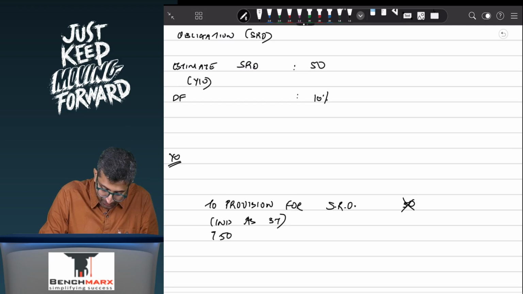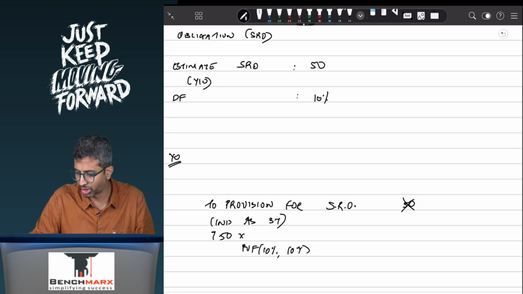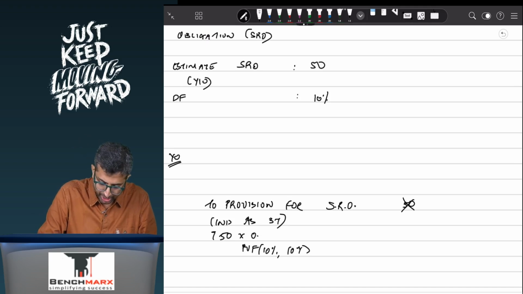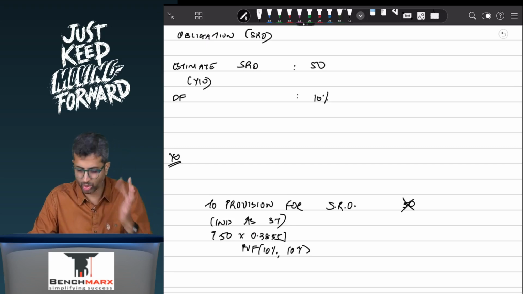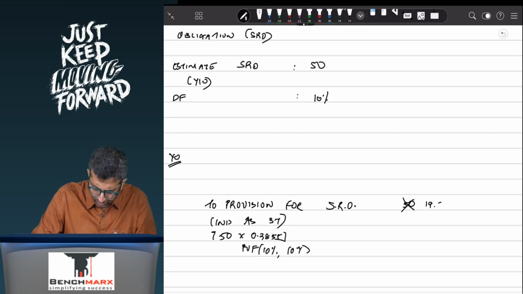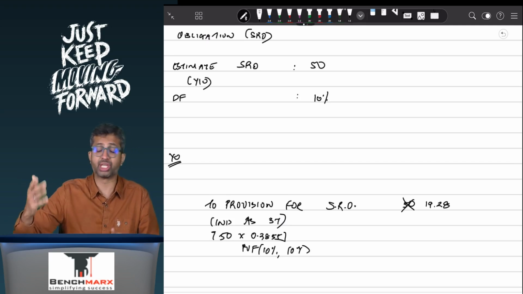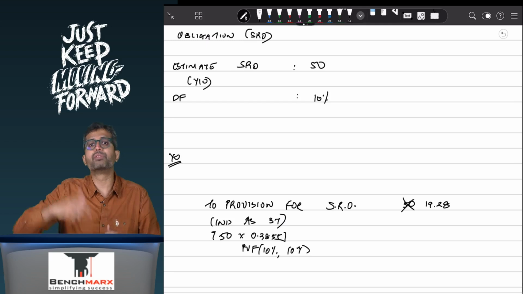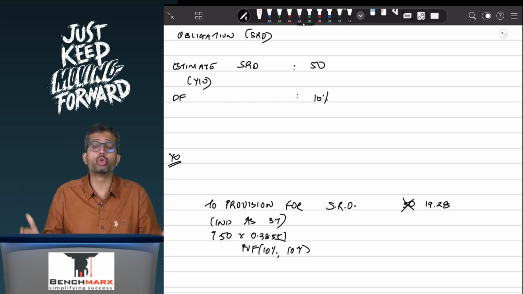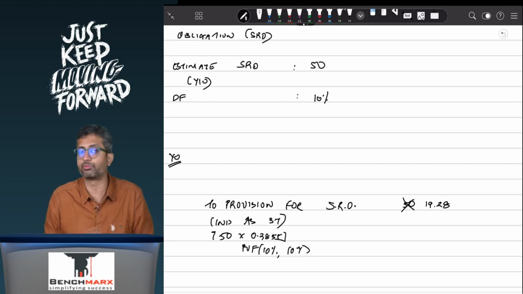Okay. So I'll take 50 into the present value factor at the rate of 10% for 10 years. So I will say 1 divided by 1.1, 1, 2, 3, 4, 5, 6, 7, 8, 9, 10. This is 0.3855 and 50 into 0.3855 comes to around 19.28. I will create a provision at 19.28 rupees. Why? Because if someone says pay 50 rupees after 10 years or pay 19.28 today, I'm indifferent. I'm not indifferent between paying 50 after 10 years and 50 today. No, time value of money will play a role.